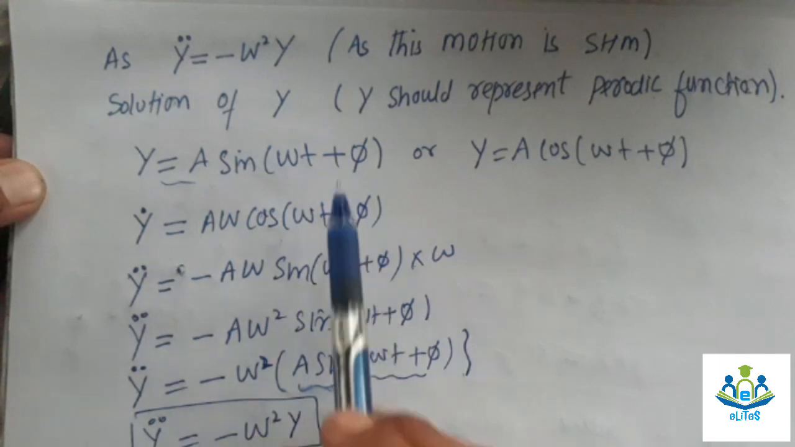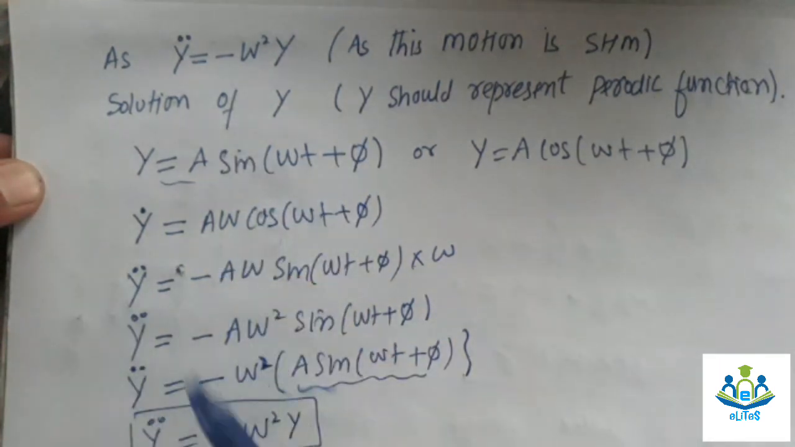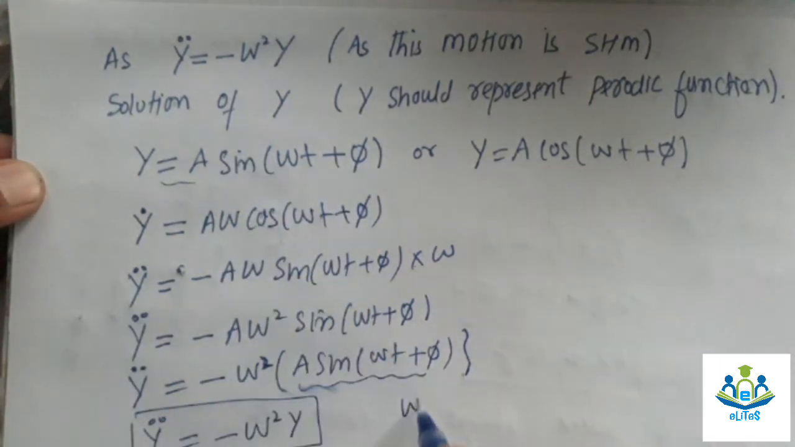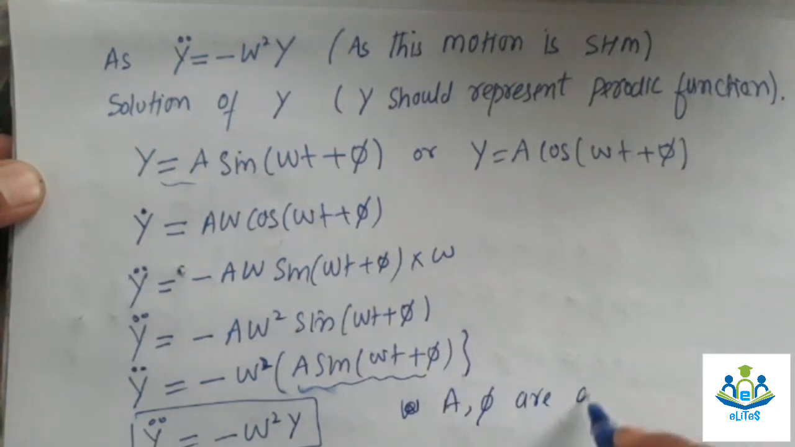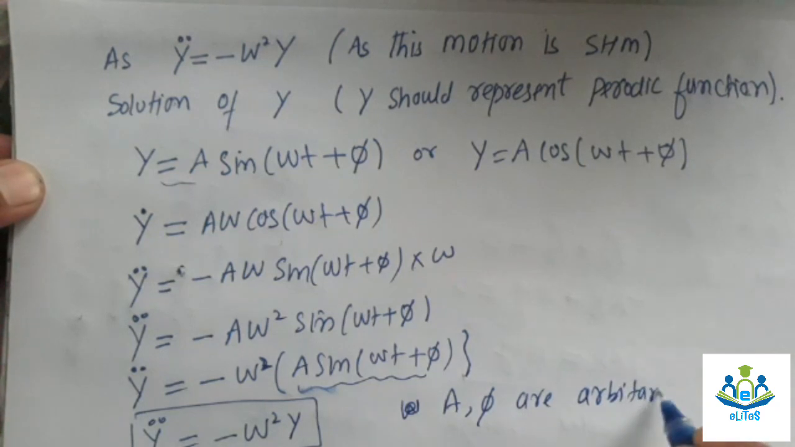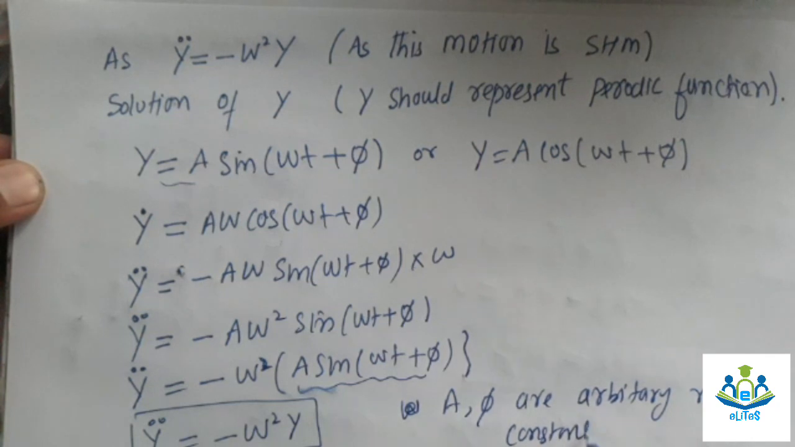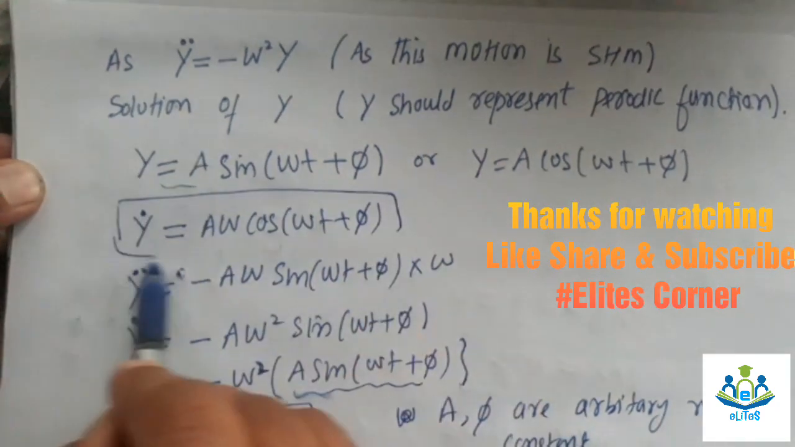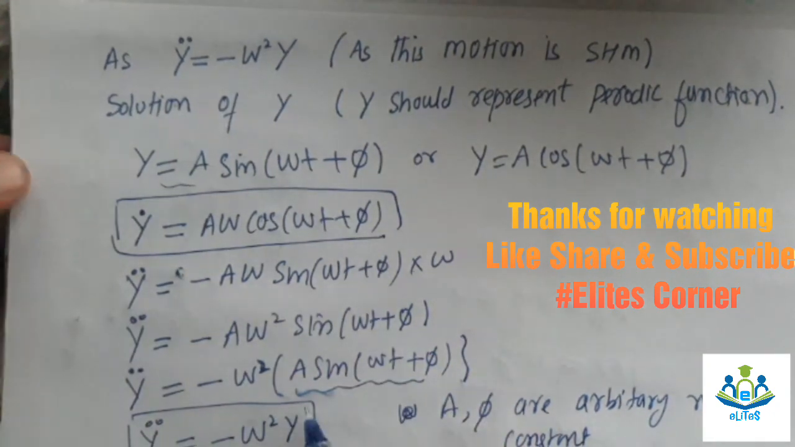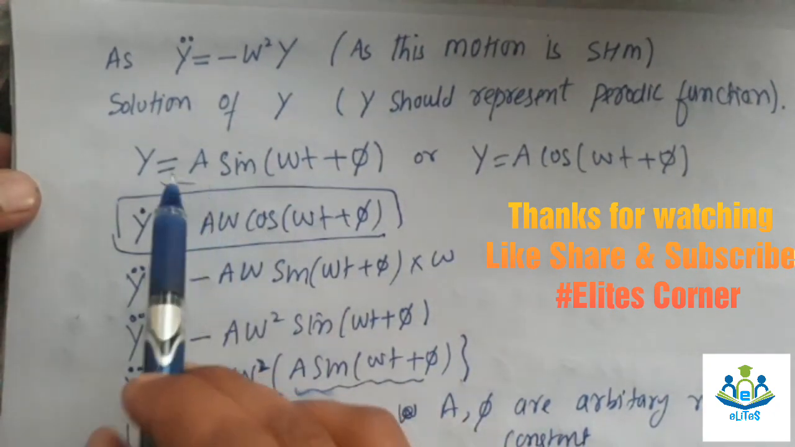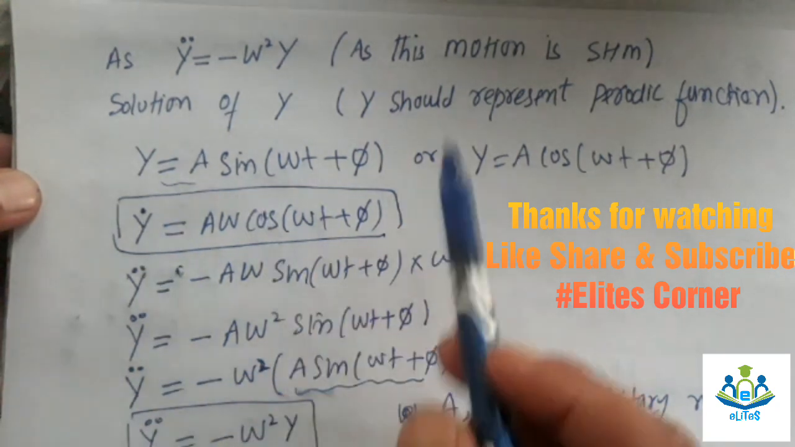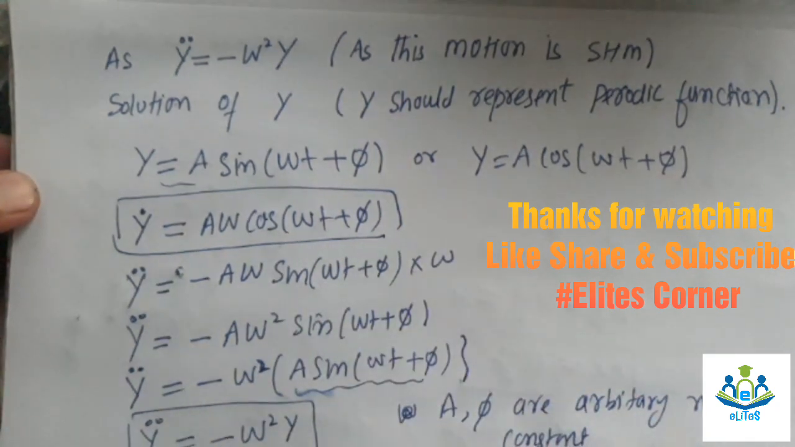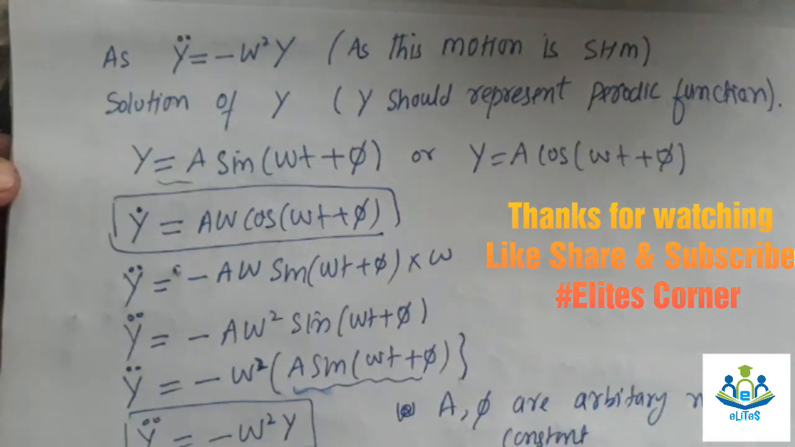So this is the solution of the equation where a and phi are arbitrary constants. So if you see the velocity of the particle, the acceleration of the particle, and the displacement of the particle, each of these is periodic, and we can draw the graph for these periodic functions. Thank you.